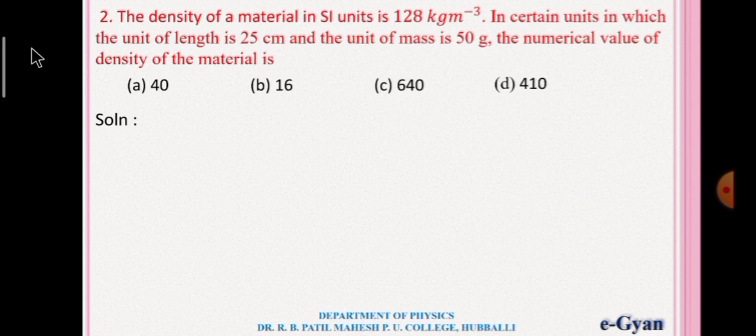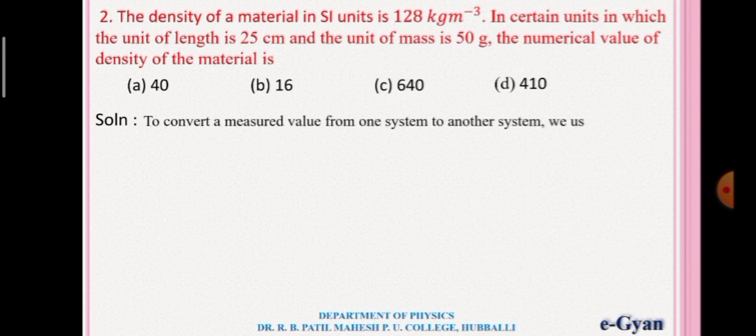Again, we will be following the same method as we have followed in solving question number 1. To convert the measured value from one system to another system, we use N1 U1 is equal to N2 U2. Here I am interchanging them. I am taking N1 as magnitude in SI system and U1 as unit in SI system, and N2 is magnitude in CGS system and U2 is unit in CGS system.